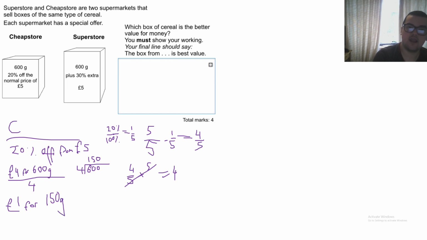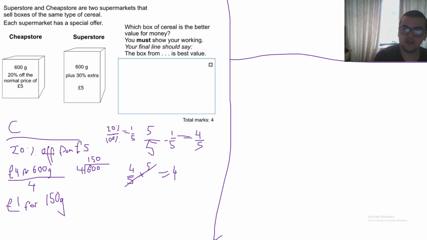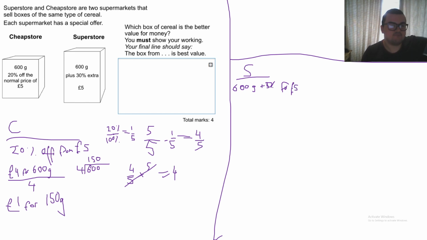for a pound. Now we're going to work out Superstore. So let's do Superstore now. 600 grams plus 30% extra for £5. So this time the percentage is in relation to the weight, not the price. So we want to know what 30% on top of our 600 grams is.